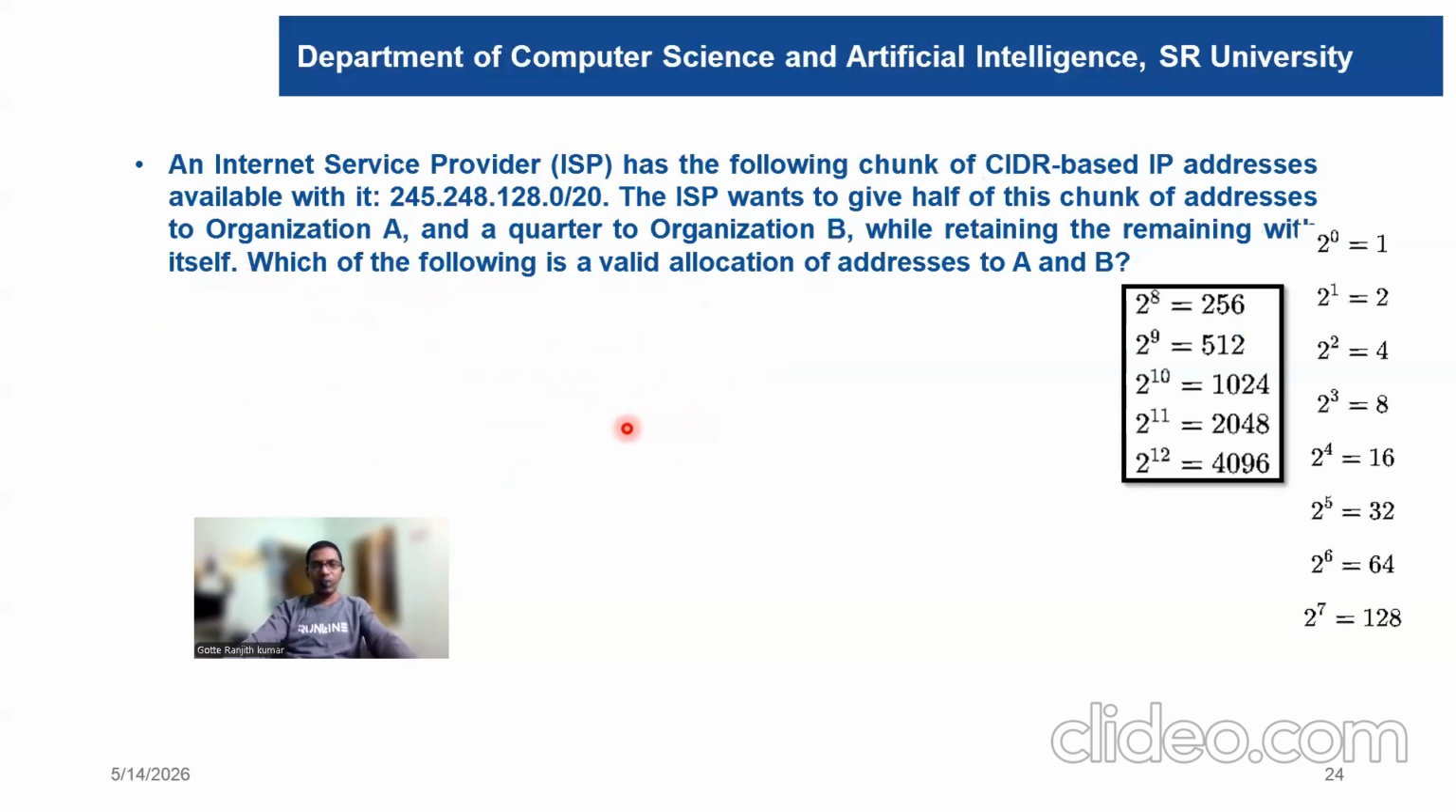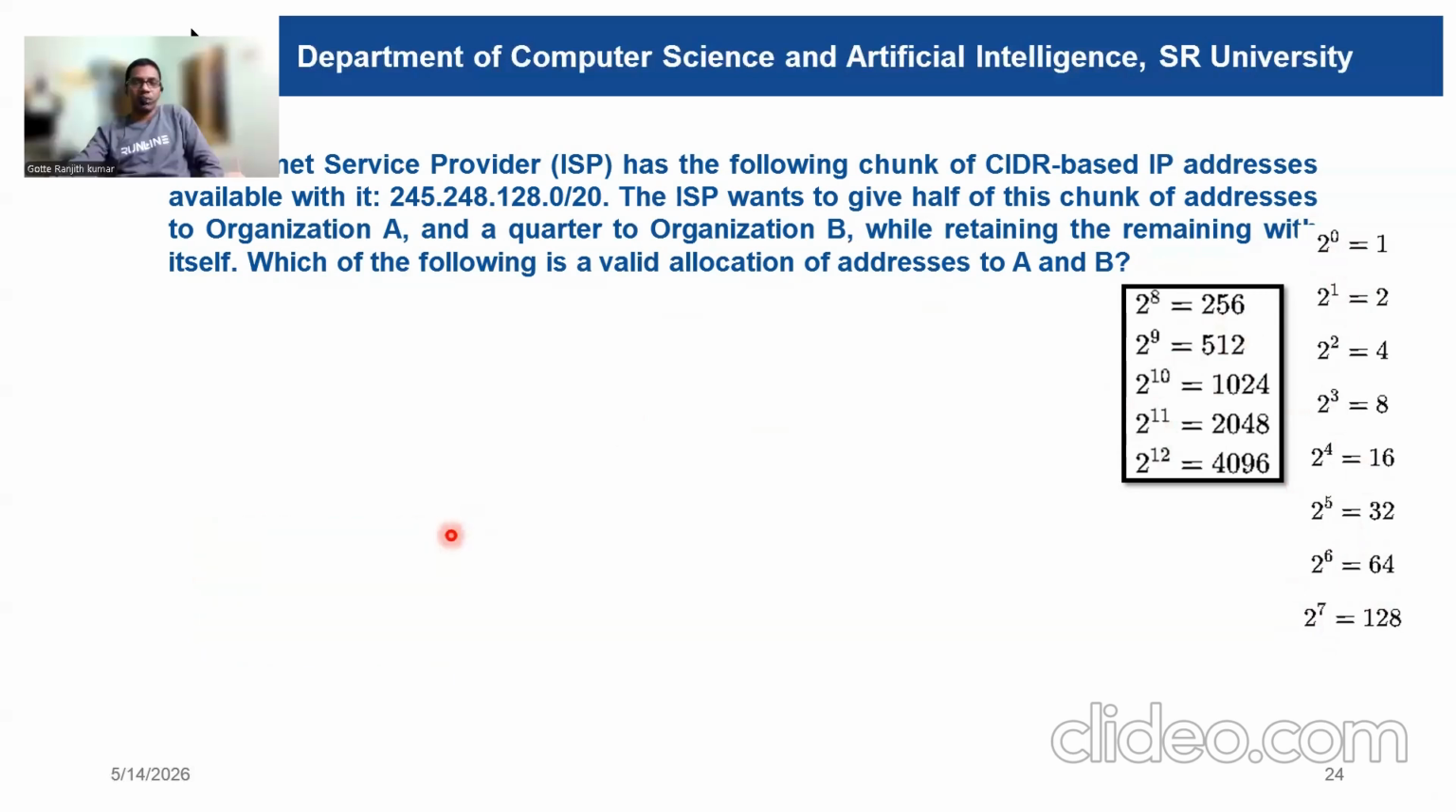So now let us take a simple example of how this classless interdomain routing is used and how that is divided among different organizations. So here I displayed 2 power 0, 2 power 1, 2 power 2 up to 2 power 7. These values will be useful when we are talking about this. I will tell you that.